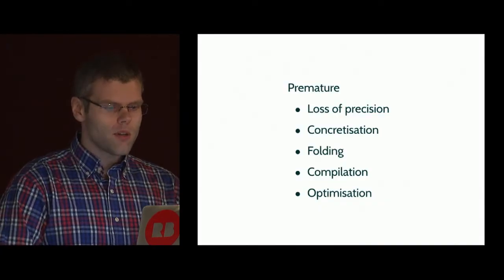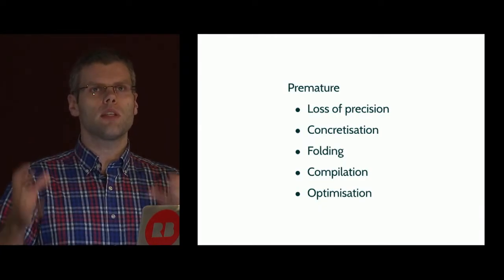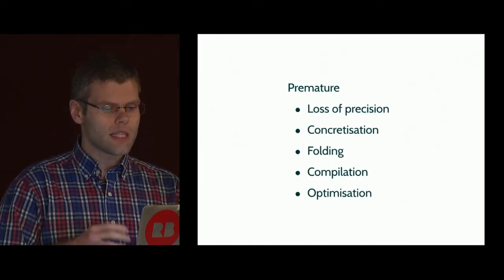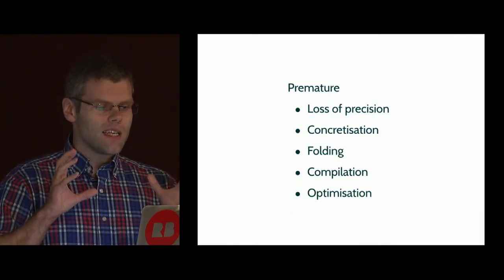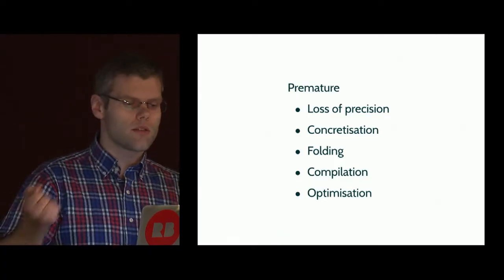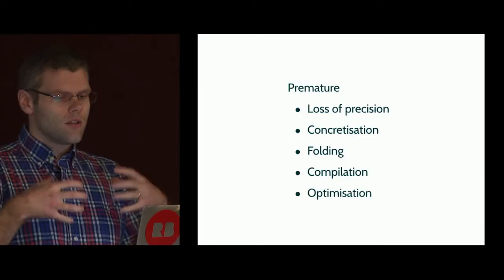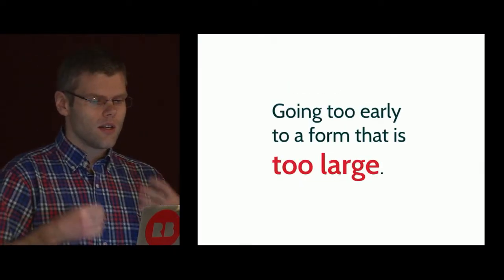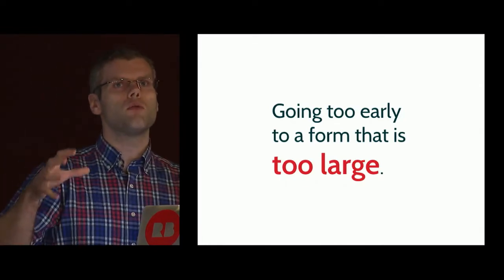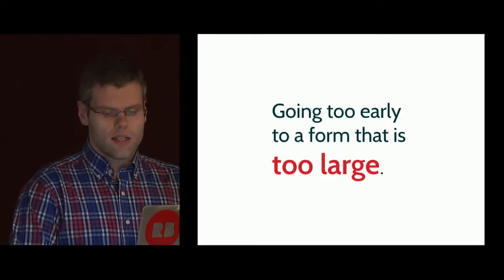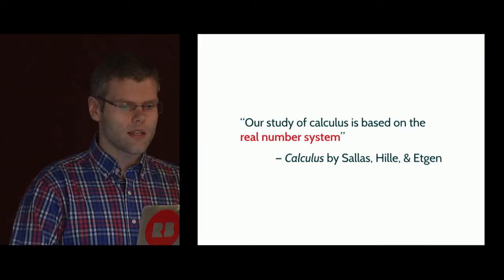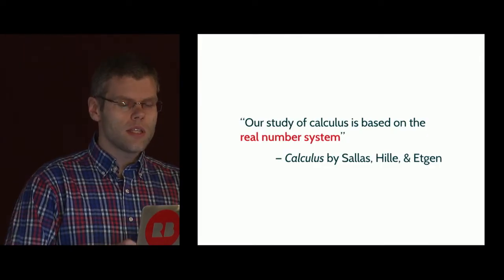But more than that, I want to say that that's really just a special case of something else. That the root of at least a moderate amount of evil is premature loss of precision, or compilation, or folding, or going too early to a too concrete or too large representation. So, a representation that is too unconstrained and too powerful, right? And this is a classic mistake, or a classic error, that is really easy to make.